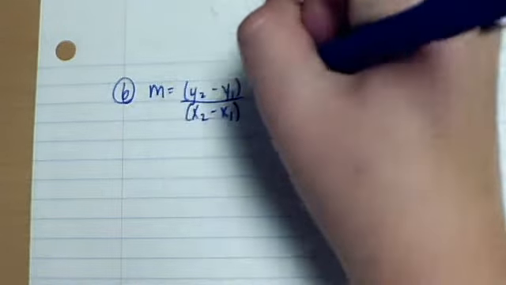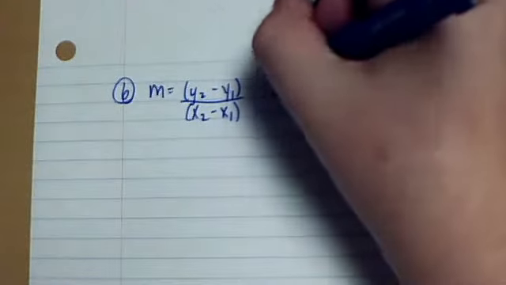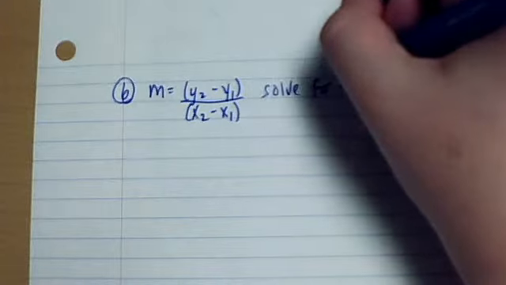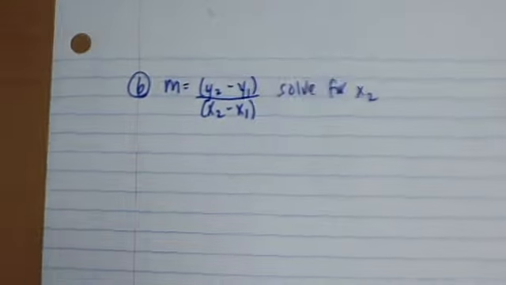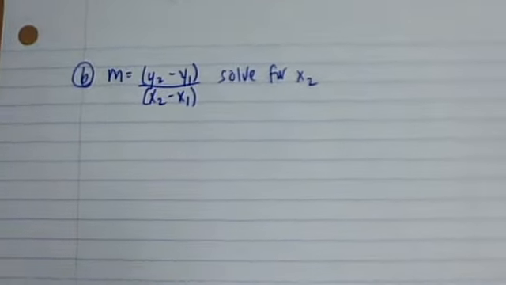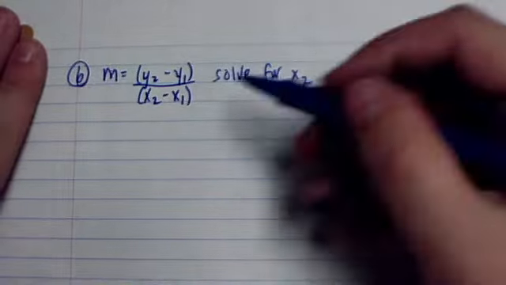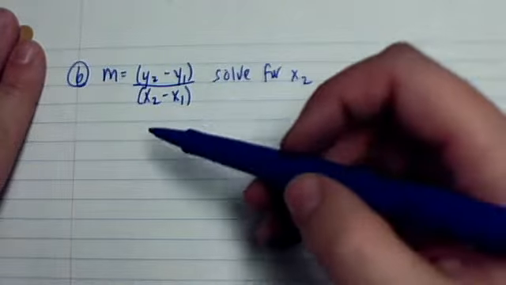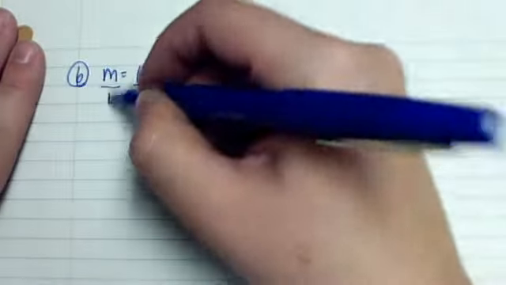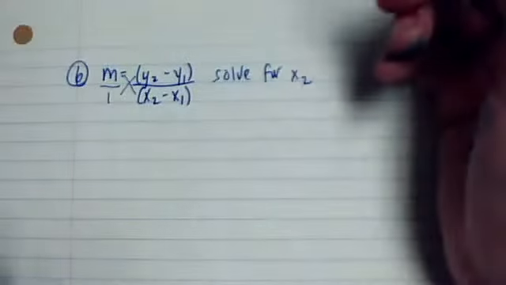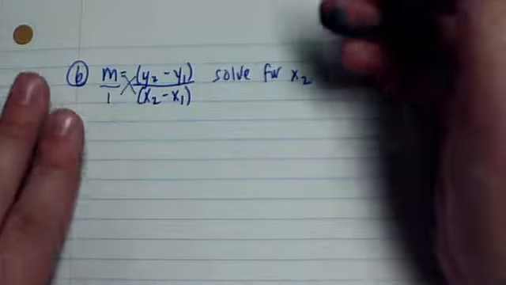So we had m equals (y2 minus y1) divided by (x2 minus x1), and I want to solve for x2. Okay, so if you didn't notice, this is the equation to find slope. The hint I gave for this is if whatever you're trying to find is on the bottom, I suggest cross multiplying. It seems to make it easier to deal with once you do that.